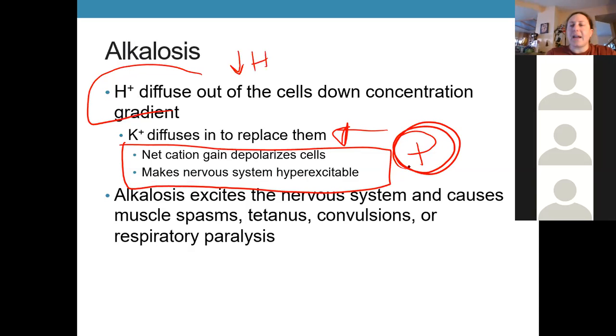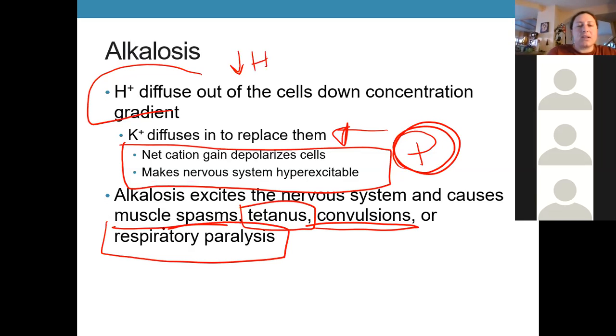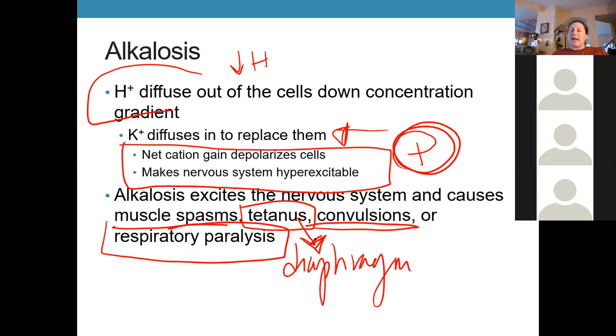We see hyperactivity. We see muscle spasms leading up to tetanus, so you'd be getting major cramps and stuff. Potentially convulsions as your neurons are firing too much in your brain, and ultimately you could die of respiratory paralysis. Basically, if your diaphragm undergoes tetany, it contracts and doesn't relax again, and now you can't breathe. So that's bad, obviously.